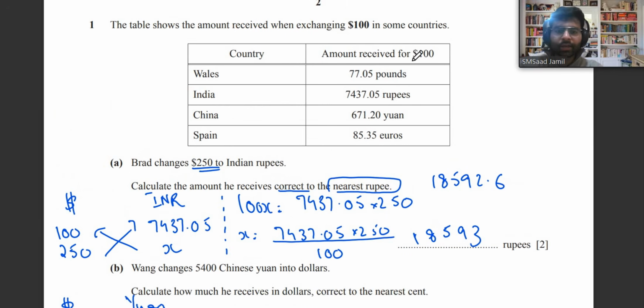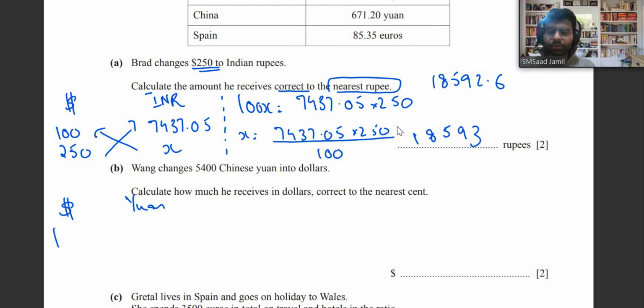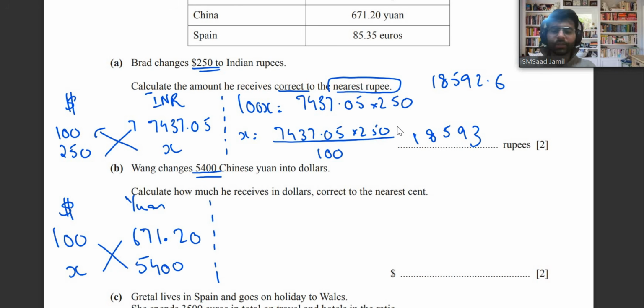Now again, $100 is how much Chinese yuan? It's 671.20. So $100 is 671.20 yuan. The question says that he changes 5400 yuan, so we know the value of yuan. It's 5400. How much is it in dollars? X, we do not know. We cross multiply again. So this becomes 671.20x is equals to 100 multiplied by 5400.